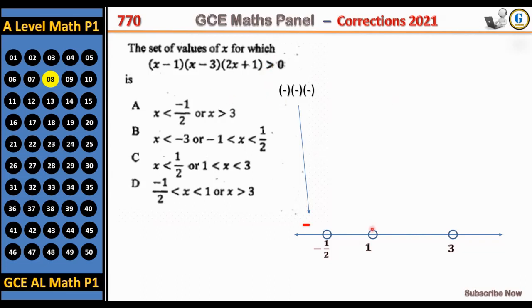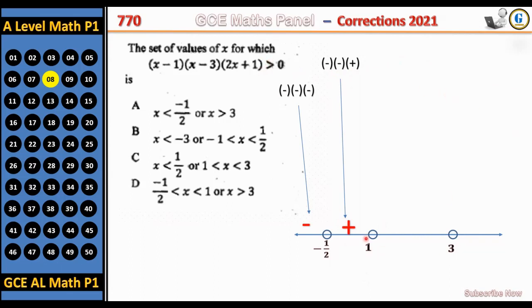Now let us test in this region between minus a half and 1. We can easily use 0 because it will be easier and faster. So we put zeros all through here. We have this one will be negative, this will be negative, and this one will be positive. So we'll have this result negative, negative, positive. And when we multiply all of that, we'll have a positive value. This one satisfies because it's greater than 0. The number must be greater than 0.